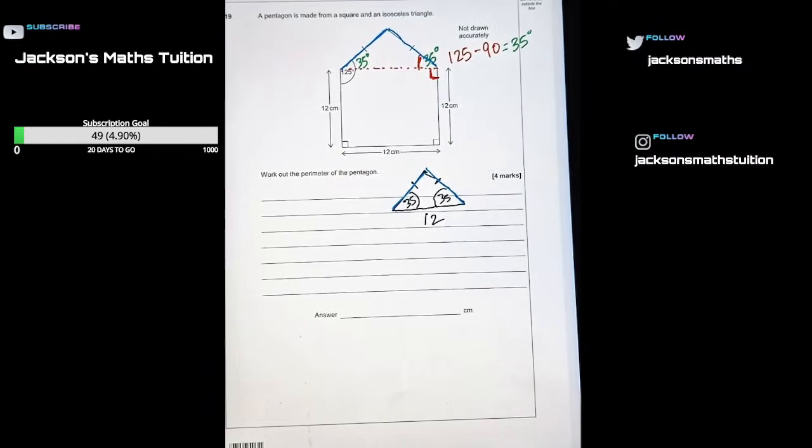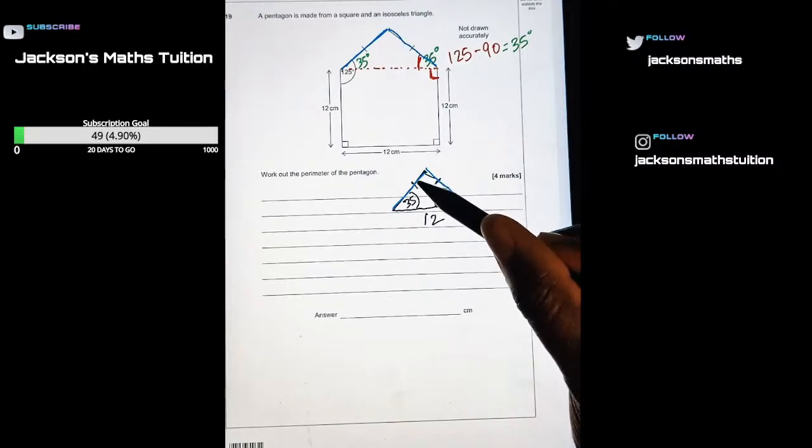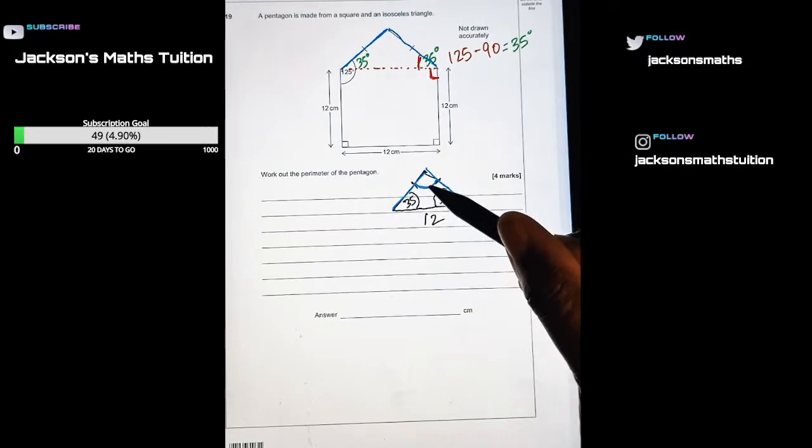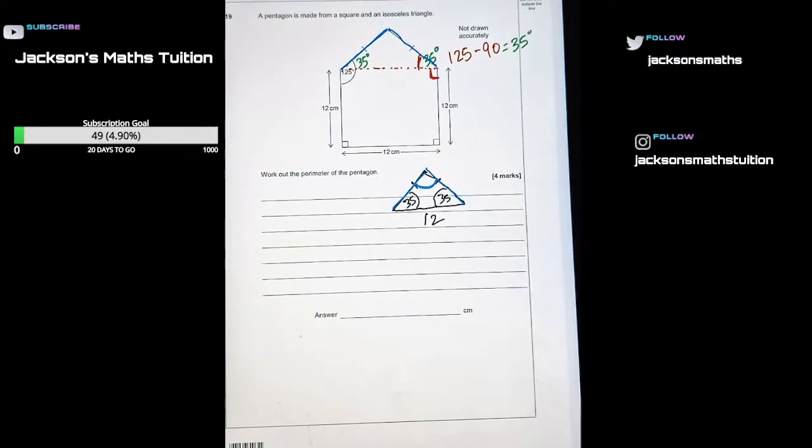There are several methods you could use. You could use cosine rule. Yeah, but that one will be long. How about sine rule? Because we could find the angle here, and we could use sine rule. Or we could just use basic trig. Yeah, we could split the isosceles in half, and then use one of the trig ratios, SOHCAHTOA. So there are multiple ways you could do it.